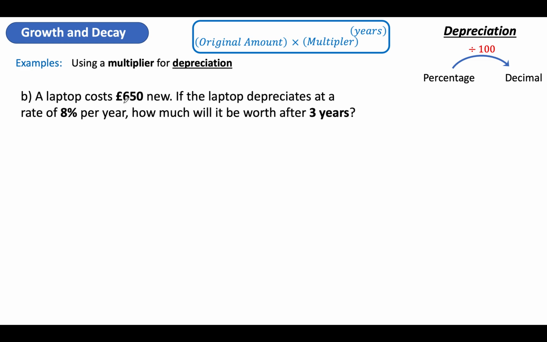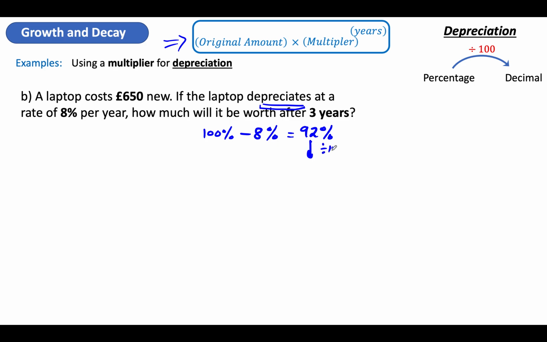Okay, right, let's try another one. A laptop costs £650 new. If the laptop depreciates, so its worth goes down, at a rate of 8% per year, how much will it be worth after 3 years? Again, we're up to our formula here. Let's figure out the multiplier first. Always start with 100% and take off the percentage we're losing. We're left with 92% after each year.